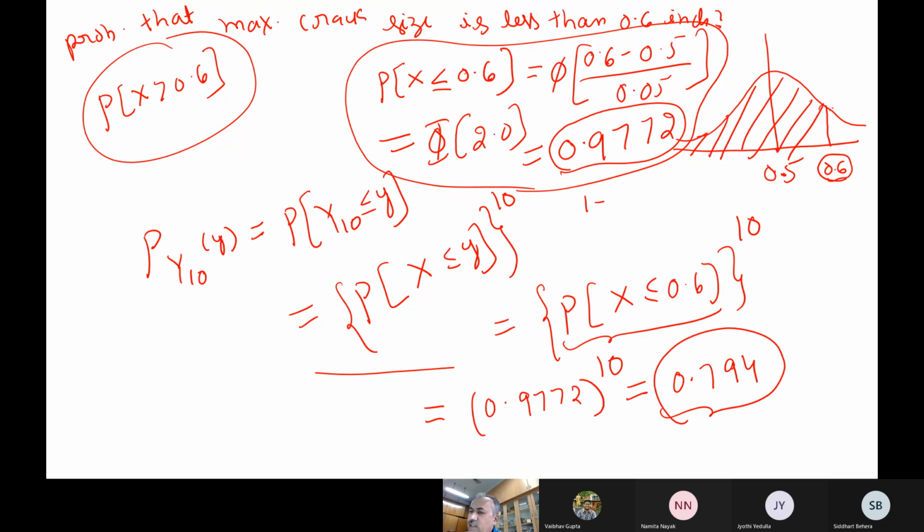Now, if you take 1 minus this, the crack size is more than 0.6 inches. Previously, how much was it coming? 3%, if you use the original data. Now, 0.794 means 79.4% is the probability that the crack is less than 0.6 inch. My crack will be lower than 0.6 inch. If the crack has to be more than 0.6 inch, how much will be the probability?